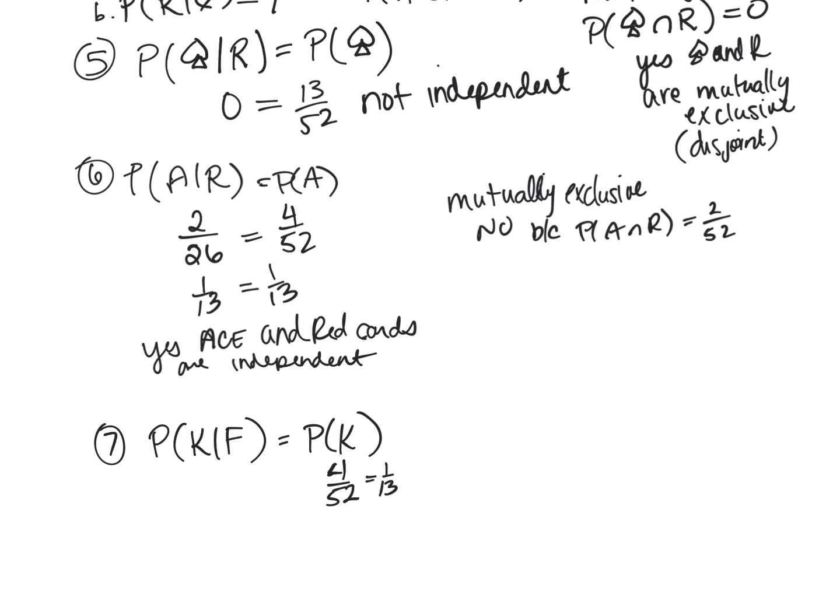How many face cards are there? 12. There's 4 jacks, 4 queens, 4 kings. So there's 12 face cards. How many of them are kings? 4. 4 out of 12 is 1/3. Not equal, right? So they're not independent.